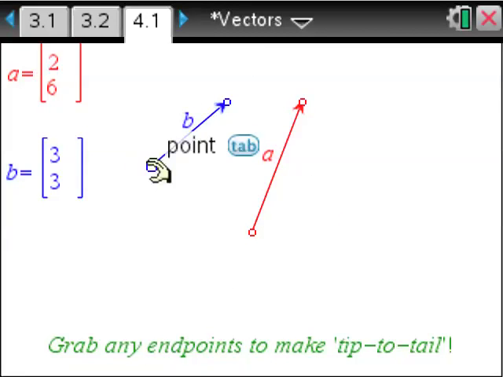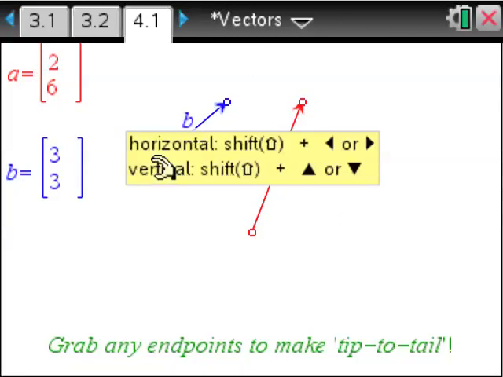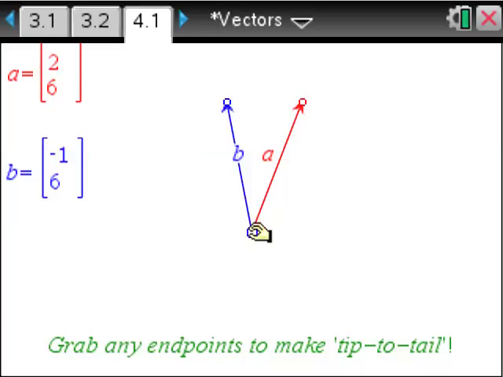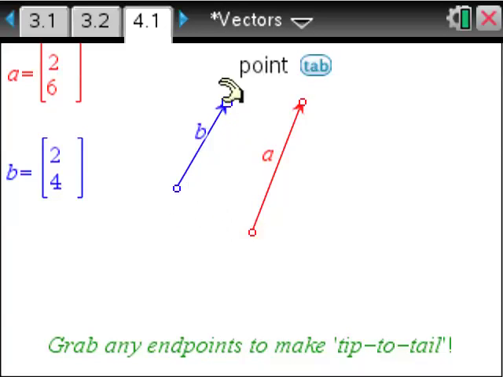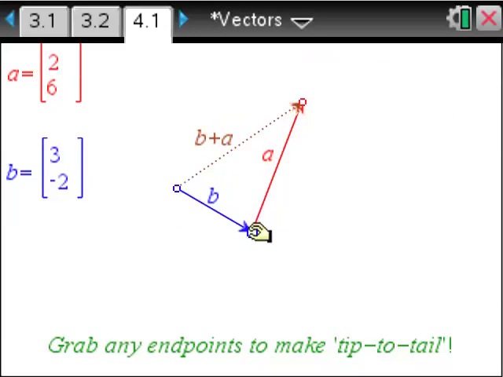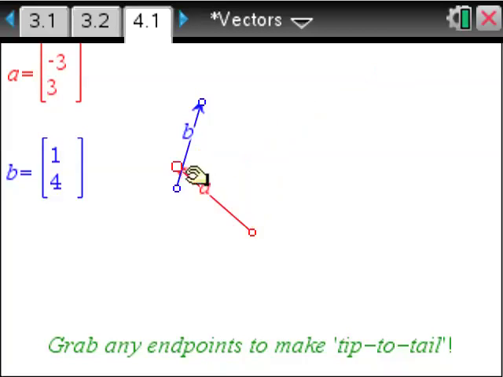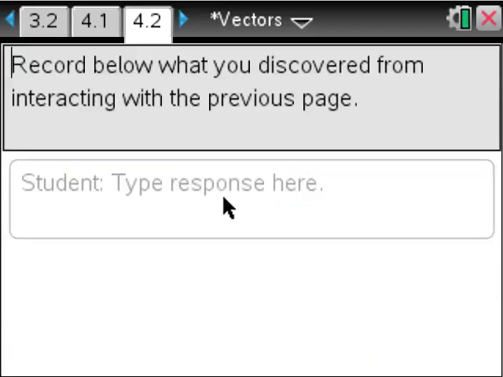On page 4.1, we've got to make these tip to tail, and so if I put them tail to tail, nothing happens, but if I put them tip to tail, we can see the effect of the addition of vectors. There it is vector b plus a, and there it is the vector of a plus b. So depending on the order in which you connect them up, you can get equivalent vectors for their resultant force.